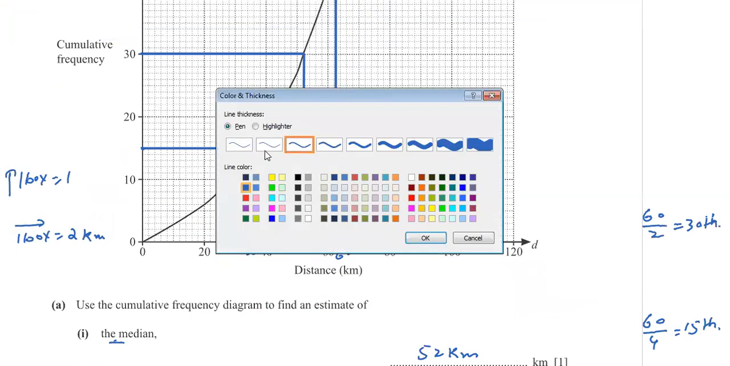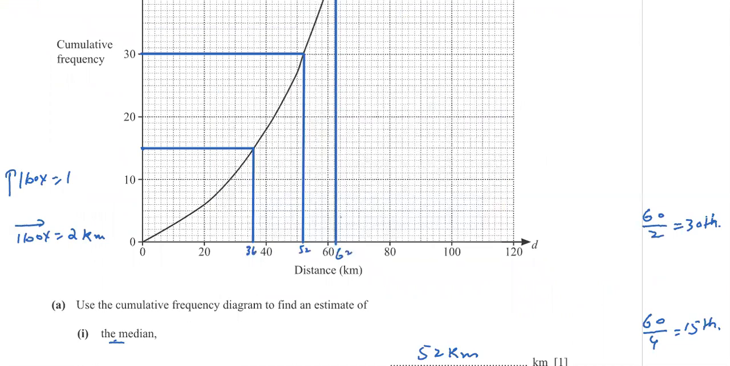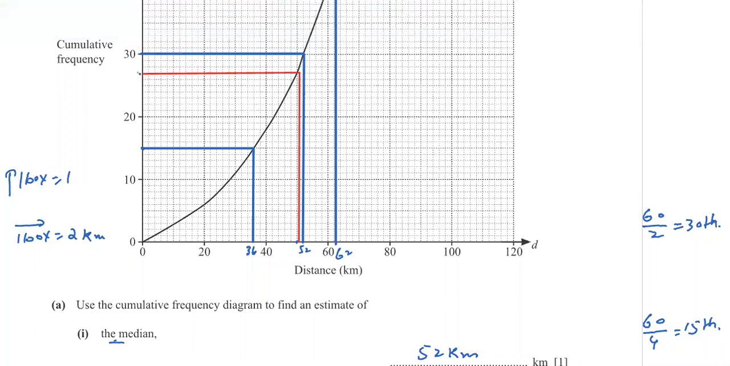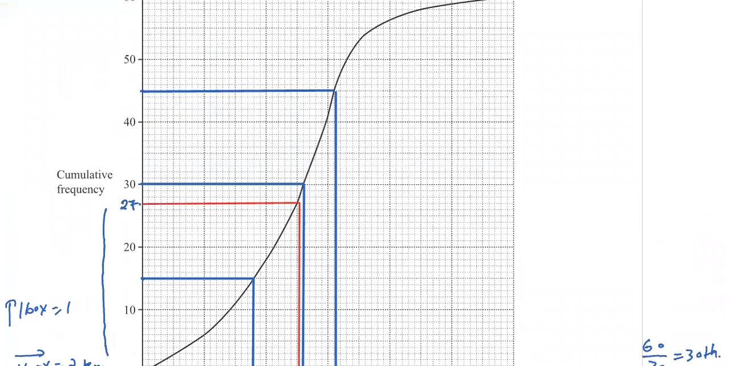Let me change the color so it will be more visible to you. This is 50 kilometers. We are choosing from more than 50. For more than 50 is here. This value is 27. It means all these are traveling less than 50 kilometers, and above this all are traveling more than 50 kilometers.